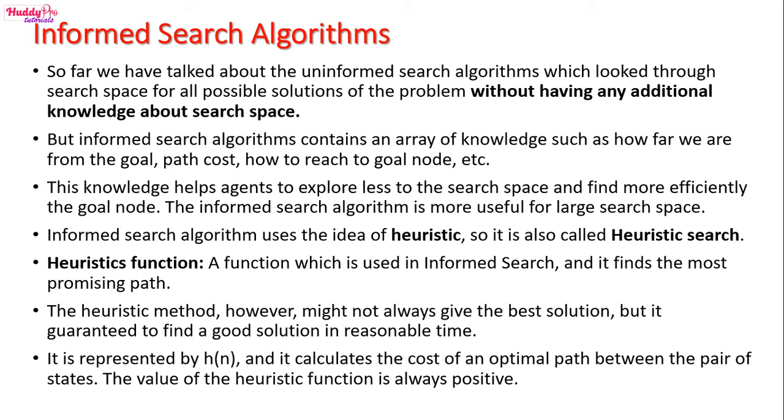It will estimate how close a state is to the goal, and this is represented by h(n) in function notation, h for heuristic, and it calculates the cost of an optimal path between the pair of states. So the value of the heuristic function is always positive.